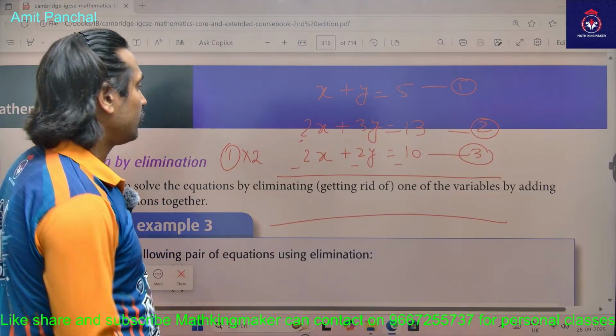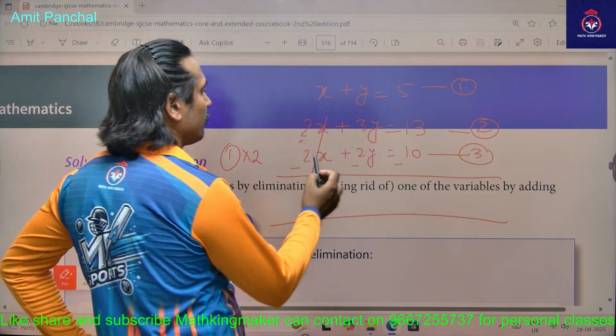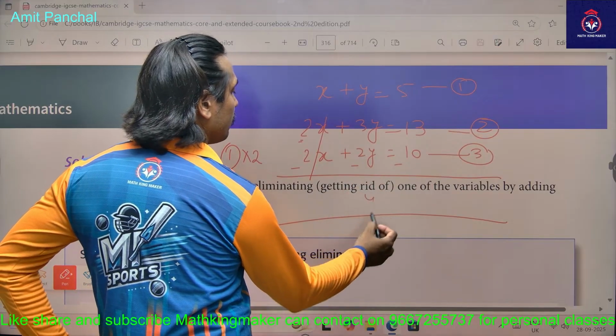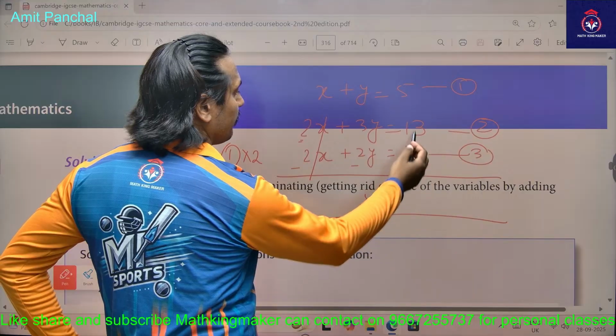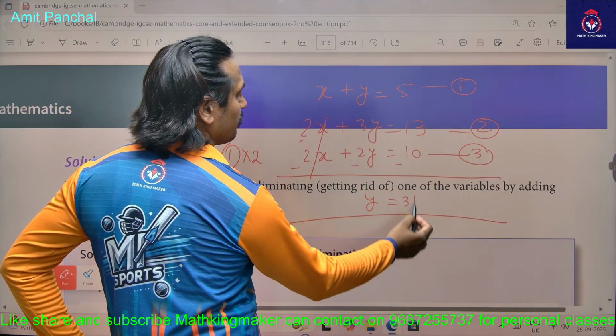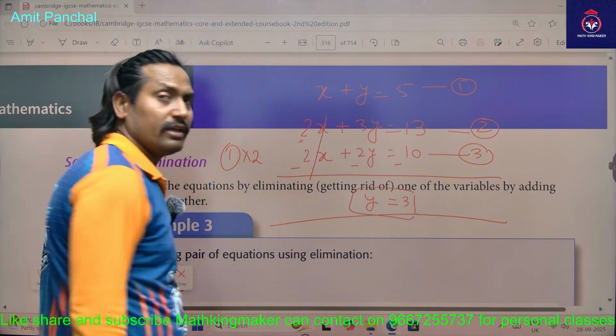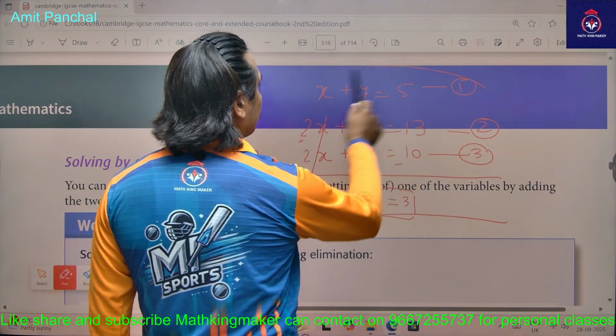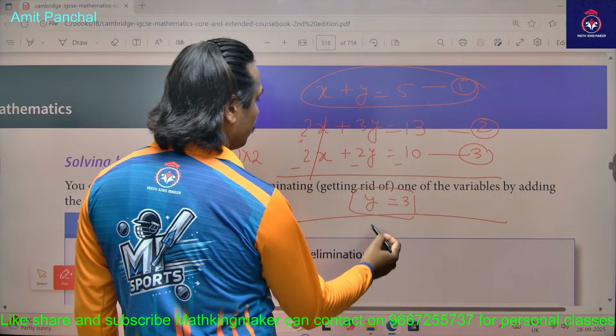Okay. So the 2x will be cancelled. So 3y minus 2y, how much will it be? It will be y. And 13 minus 10 will be 3. So that is giving you the value of y as y equal to 3. Now you just have to put this value into the first equation. So what do you get?